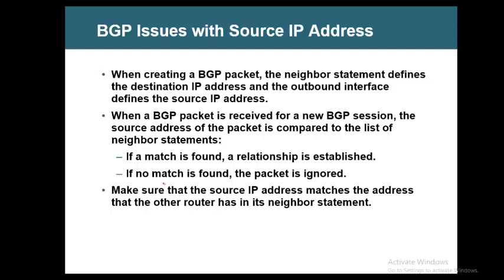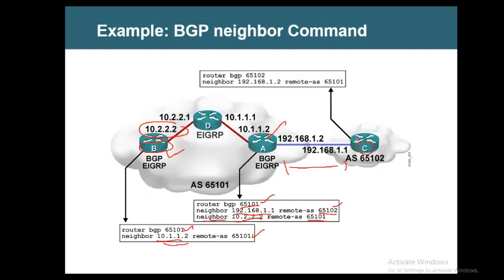We discussed this command. Whenever BGP sends a packet, the source address is going to be the outgoing interface address, and the destination address is going to be the address that is defined in the neighbor statement. For example, in our previous diagram, when router B sends a packet, what will be the source address? The outgoing interface address, which is 10.2.2.2.